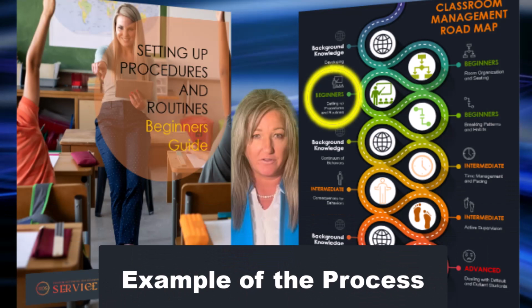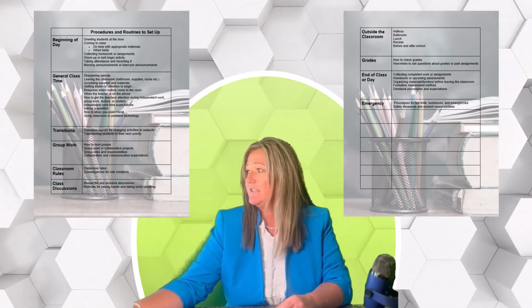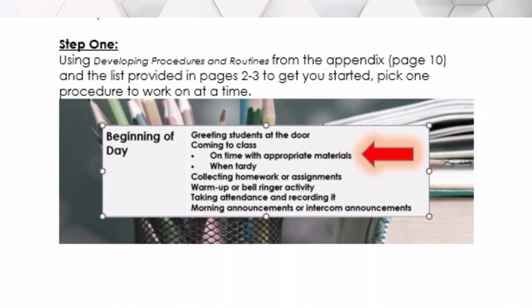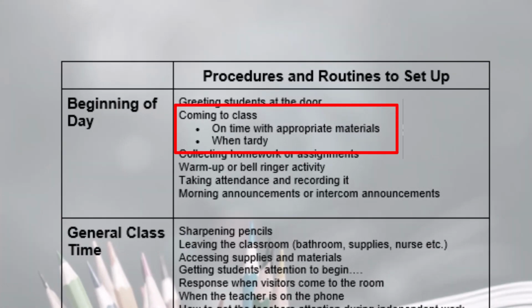Let me take you through it step by step. Step 1, go to the appendix and pull up the Developing Procedures and Routines sheet. You're going to use that and a combination of the first 2 pages I told you we'd come back to. So procedures and routines set up. You're going to pick one of those procedures. Pick one to work with at a time. You'll eventually need to do all of them, but pick one to focus on. The example I picked for us to work on was coming to class on time with appropriate materials.